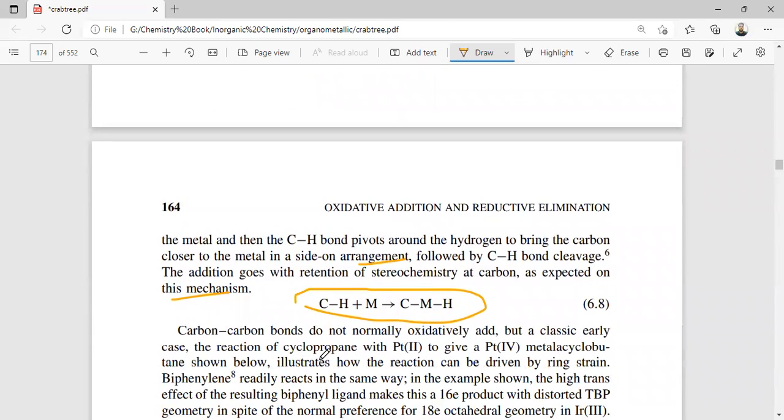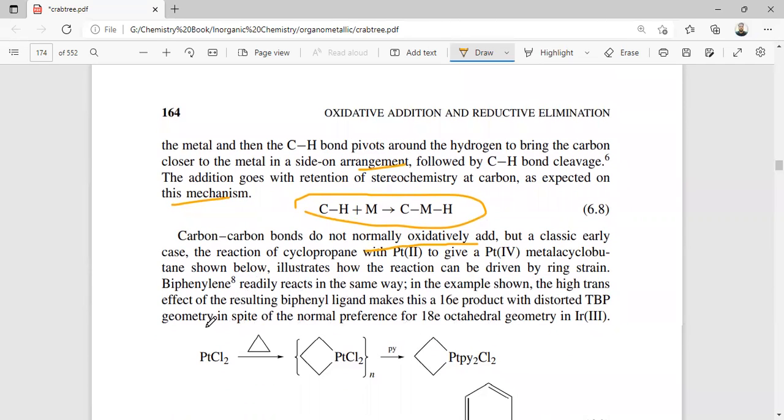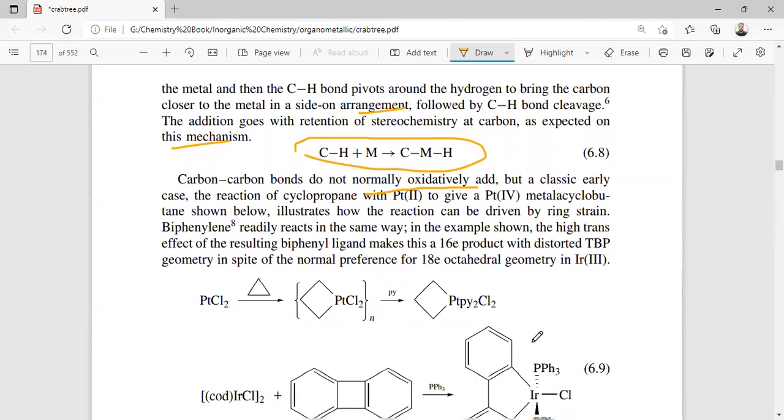Carbon-carbon bonds do not normally oxidatively add, but in a classic case, the reaction of cyclopropane with PtL2 gives a platinacyclobutane. This illustrates how the reaction is driven by relief of ring strain. Biphenylene reacts readily in the same way. In this example, the high trans effect of the resulting biphenyl ligand makes this selective addition occur with a trans geometry, in spite of the normal difference in electron density.